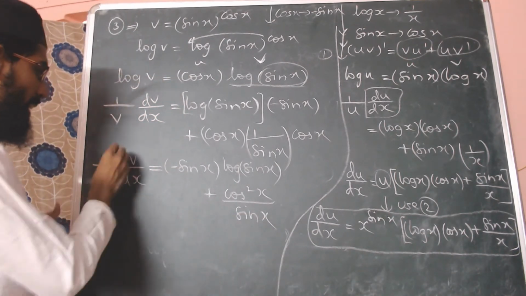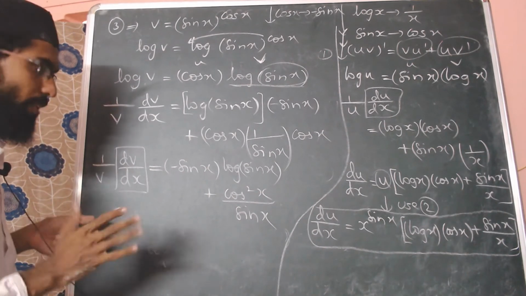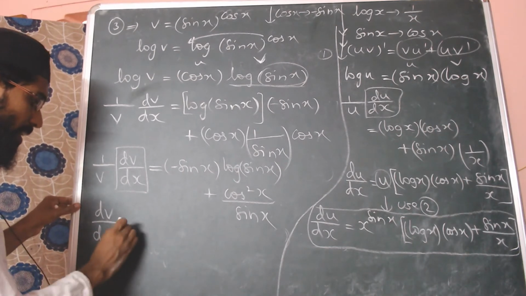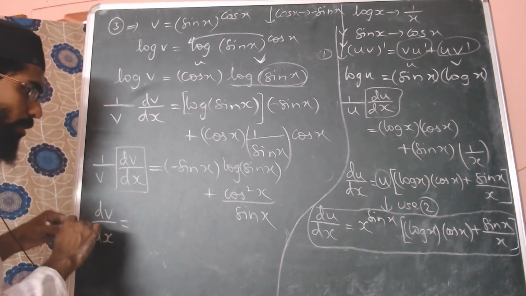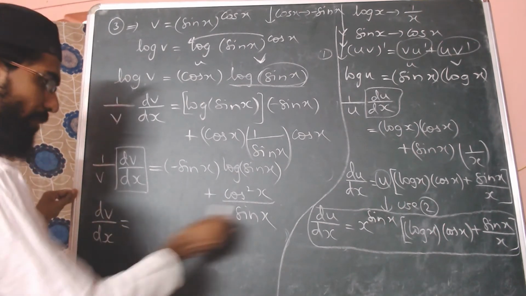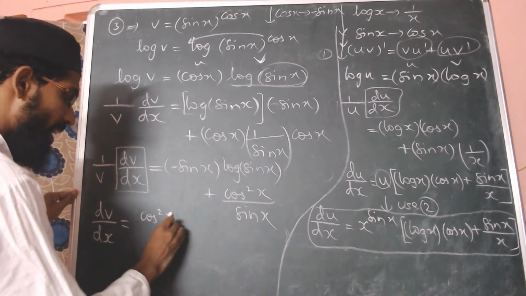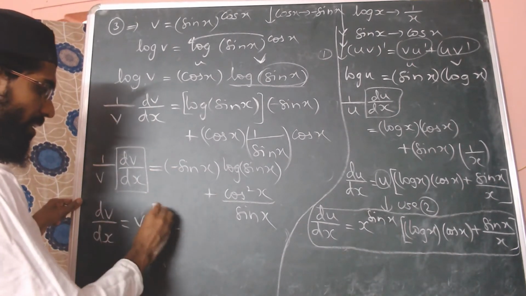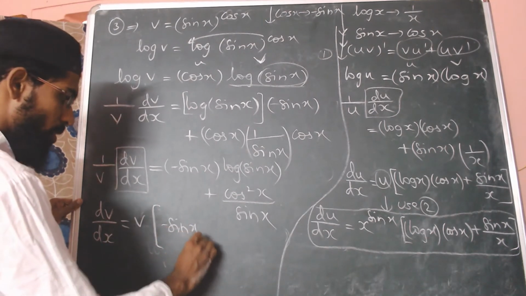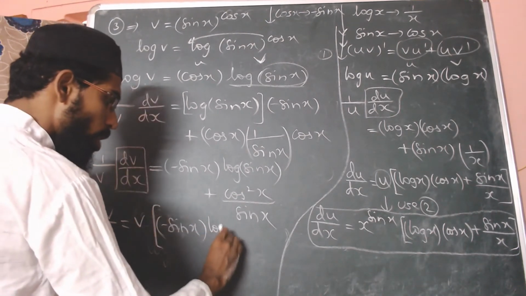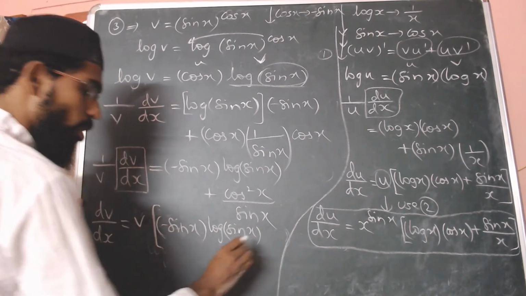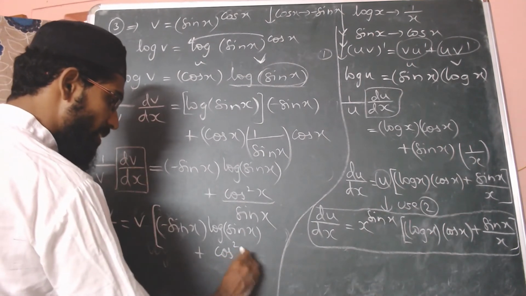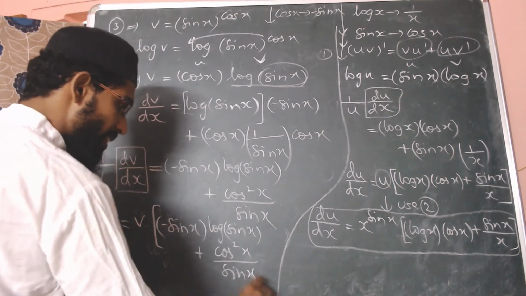Right. Now I want dv by dx. So take this v to this side. So dv by dx equals what I'll be getting? Let me write this term in the first place. Before that I must take this v, so v into whatever is here. Minus sin x into log of sin x plus cos square x by sin x.